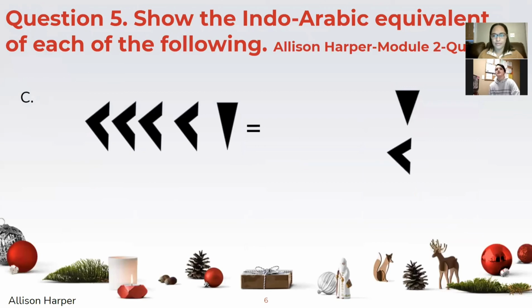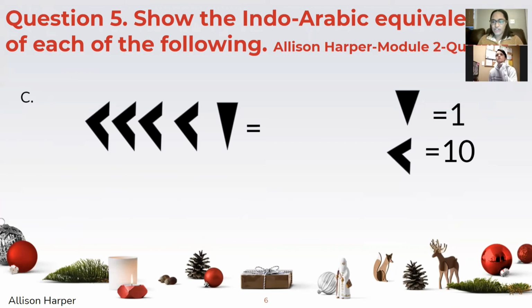So Allison, show the Indo-Arabic equivalent to each of the following. Okay, so if you look at the figure over here, it's just a bunch of shapes. So how in the world are we supposed to turn that into a number? Okay, so we have a little key over here that shows us that the triangular looking shape is equal to 1, and the one that looks like a little arrow pointing to the left is equal to 10.